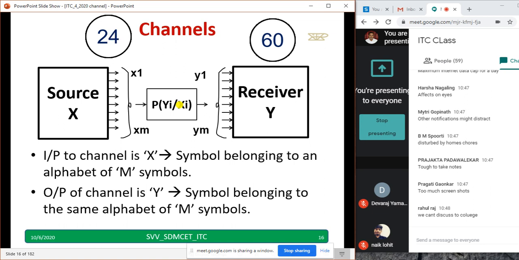So let us go to the next. If you have taken a source X, receiver Y, and a channel in between, the probability of yj given xi you can write. In some books they change this also. In some books, instead of X and Y, they may take A and B. Let us go to the next.